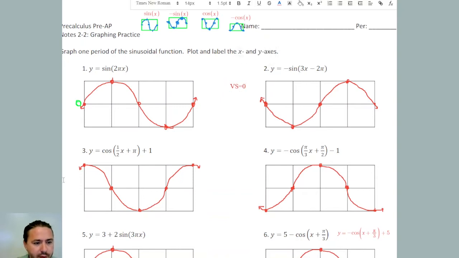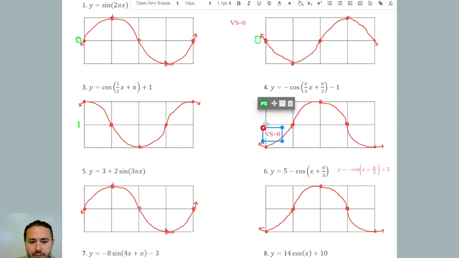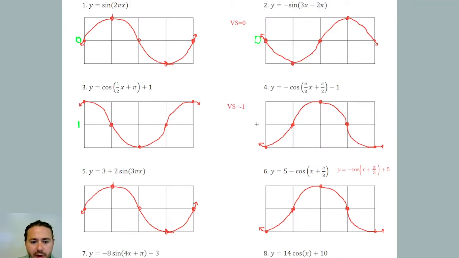For number 3, my vertical shift is actually 1 here. Notice I'm adding 1. So what that does is instead of my equilibrium being 0 like number 1 and number 2, my equilibrium here is 1. So I'm going to label that with a 1. For number 4, my vertical shift is -1. You notice that we're subtracting 1 right here. So that'd be -1. So for my labeling, I'm going to put a -1 right there.